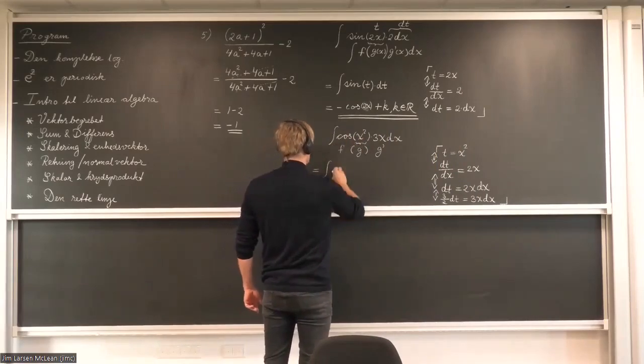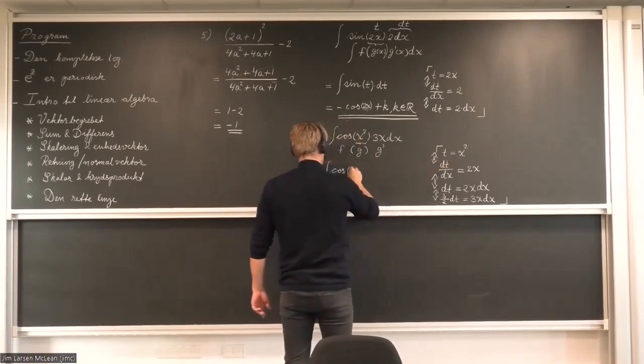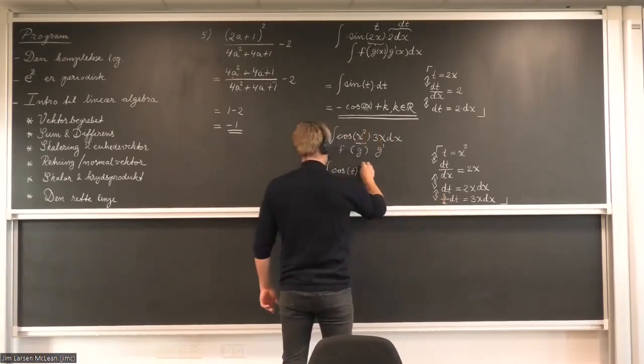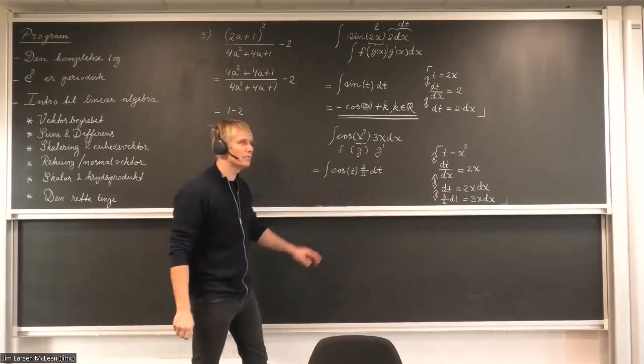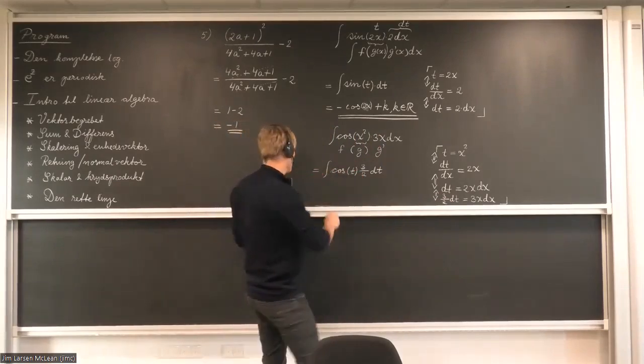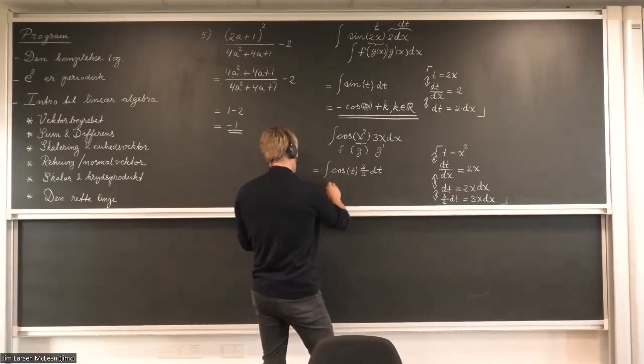cosine t, times 3 halves dt. And that can be resolved because the 3 halves is a constant. So I need to move it out front, all the way to the left. So I'll just set it to 3 halves in front.